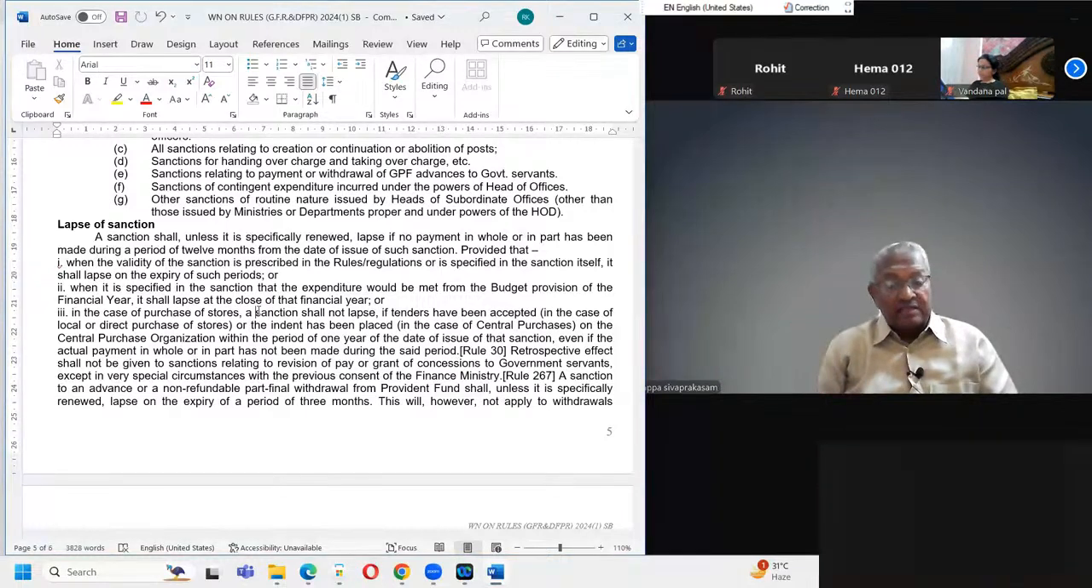तो ऐसा कुछ नहीं है. Then your payment has to be made within 12 months. अगर बजट का बात नहीं आता है, फाइनेंशियल ईयर का बात नहीं आता है, then a financial sanction will become invalid if no payment is made within 12 months of the date of the sanction. Provided that when the validity of the sanction is prescribed in the rules, regulations, or specified in sanction itself, it shall lapse on the expiry of such period.